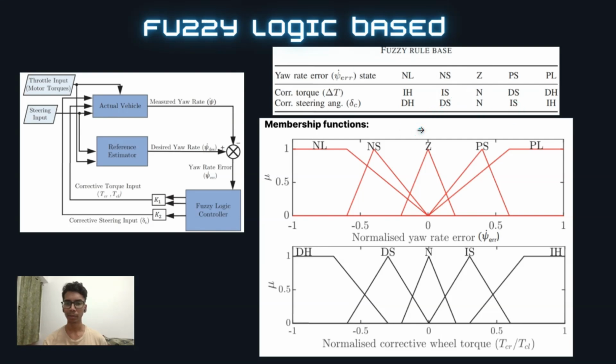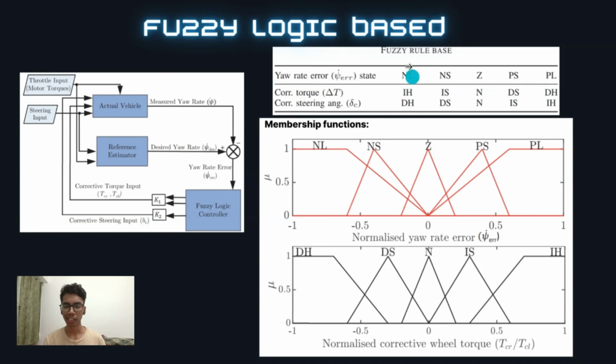As you can see, membership models are made to model the amount of truth. Now let's see, our yaw rate error is negative 0.5. So basically, it can fall in one of these five classes. As you can see here, it falls 25% in negatively small and 75% in negatively large. So correspondingly, we have these rules.